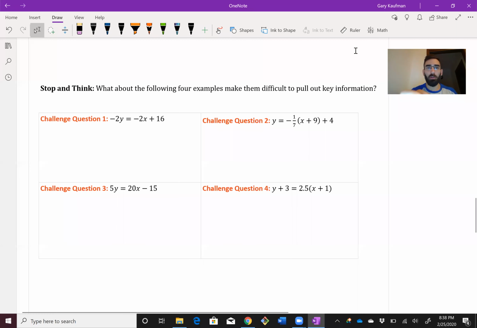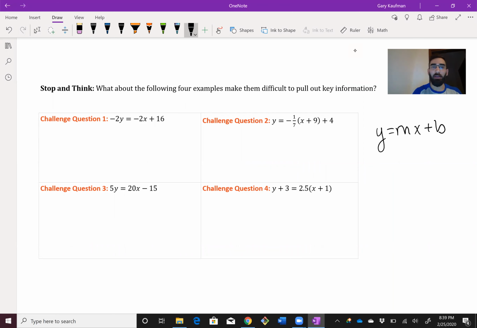So I hope you noticed that none of these are in the exact form we want. So let's look at slope-intercept form, y equals mx plus b. Well, question 1 and 3 look like it, but they're not in the form y equals. Question 1 is negative 2y equals, and question 3 is 5y equals. So I suggest you add these to your notes as well.